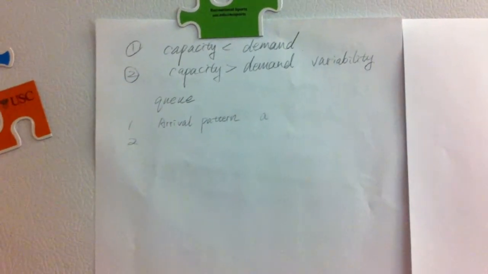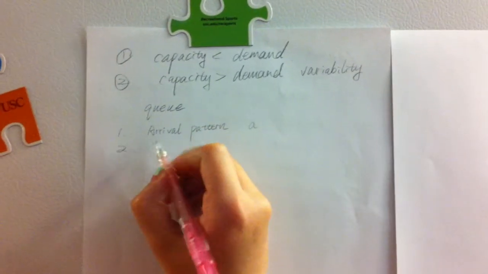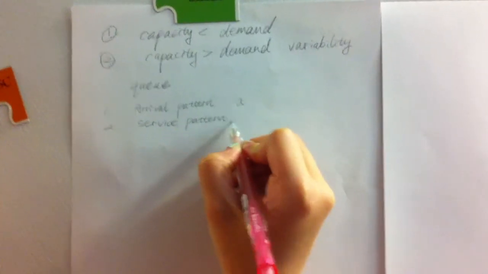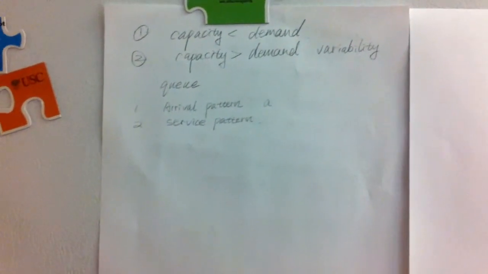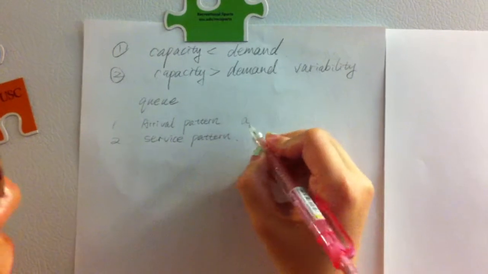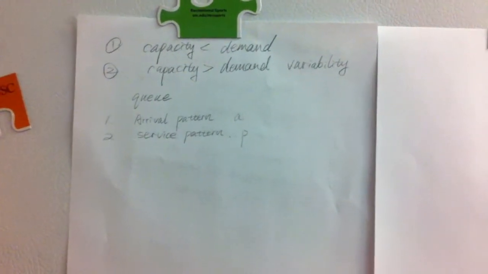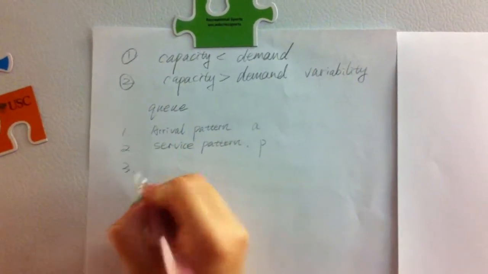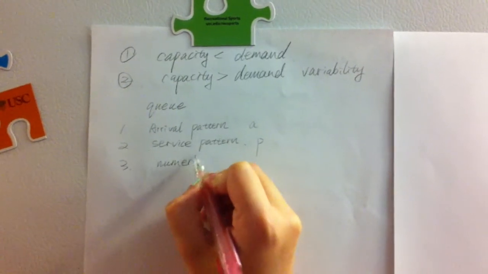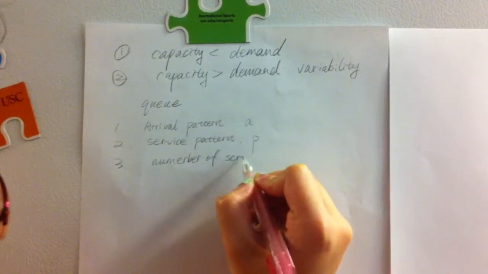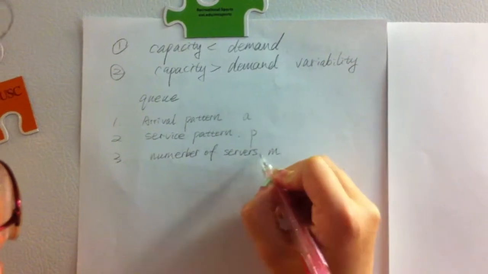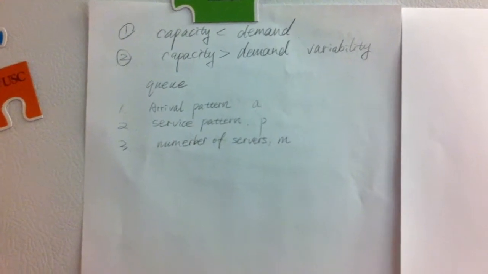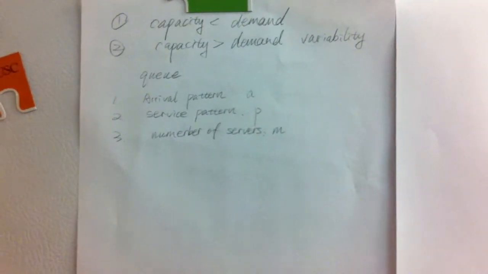Number 2 is the service pattern. Like arrival time, service pattern is basically the distribution of service time, and we use P to denote service time. Okay. Number 3 is number of servers. And we use M to describe that. This M could be like the number of cashiers you have, or number of tellers in a bank.